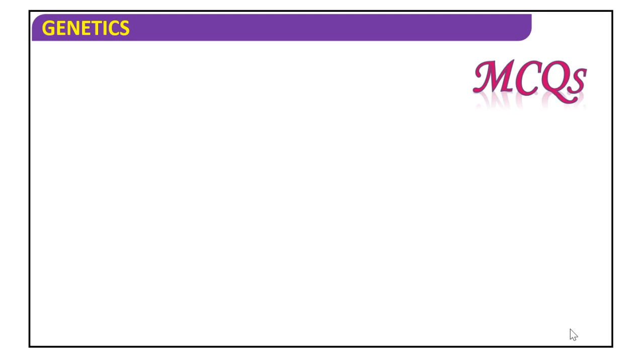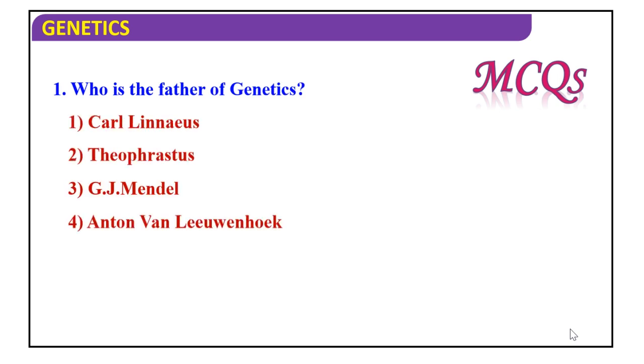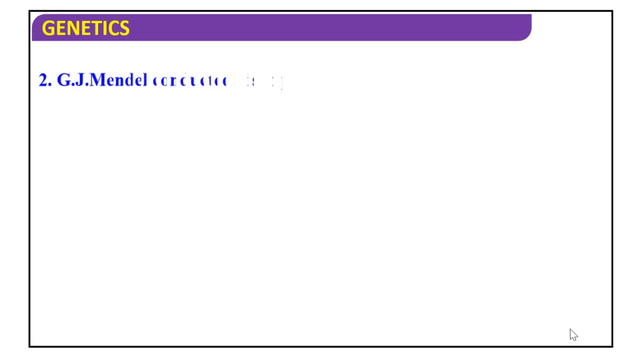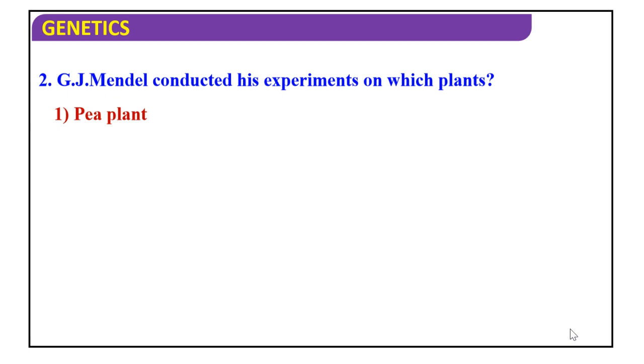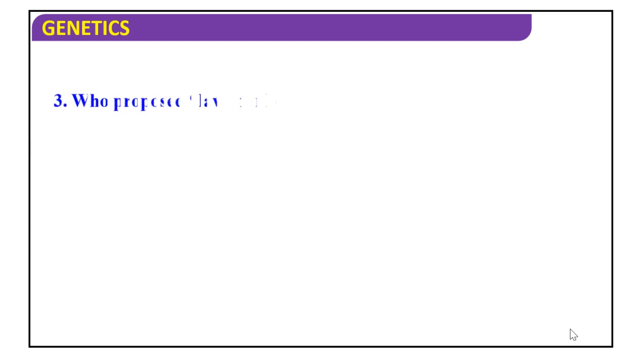Now we are going to see some MCQs related to the topics which we covered. The first question, who is the father of genetics? We have four options. The correct option is Gregor Johann Mendel. Second MCQ, Gregor Johann Mendel conducted his experiment on which plants? The tip is given, Mendel conducted hybridization experiments on garden pea. So pea plant is the answer.